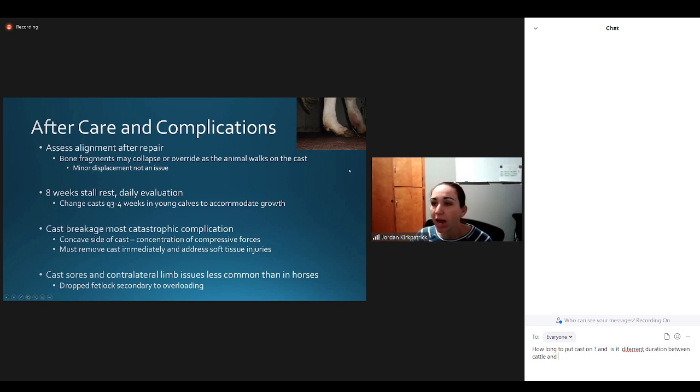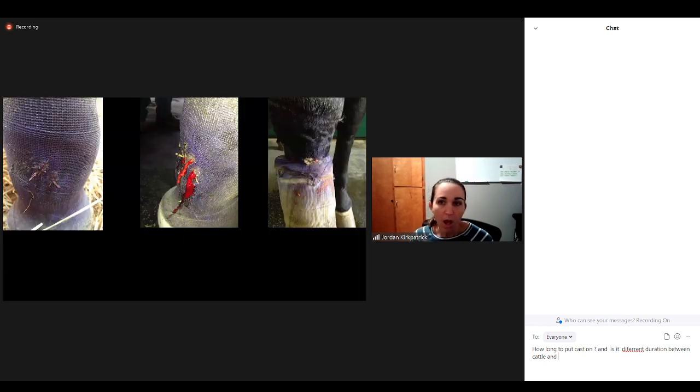If that happens, once the fractured leg is healed, the dropped fetlock should resolve over time as they're able to bear weight evenly on both limbs. And here's some examples of cast sores. This is a horse, but it's a good example. The purple stuff is something the owners sprayed onto the cast because they thought it would help with the bleeding. Every time this horse stepped down, blood would pour out of the back of the cast. That's not ideal. They should have brought this horse in much sooner than they did.